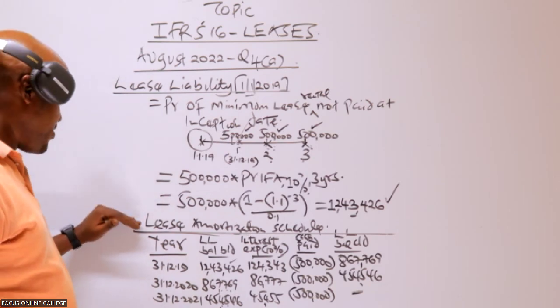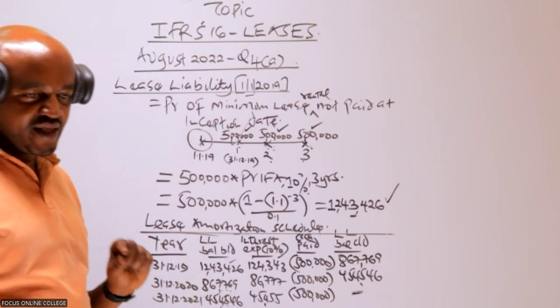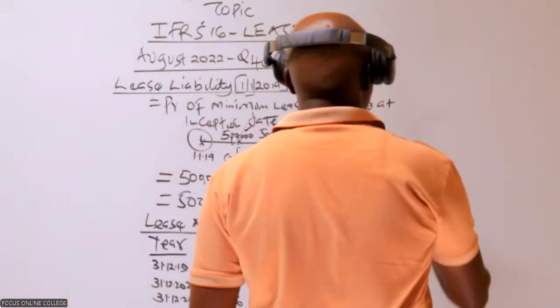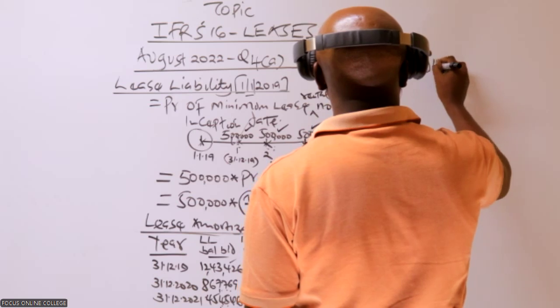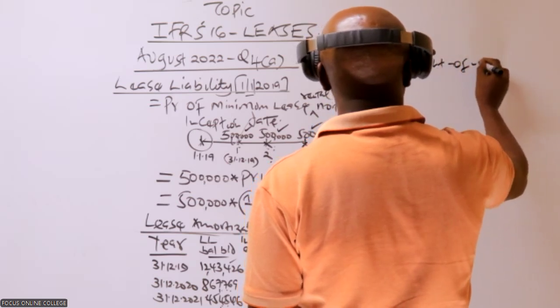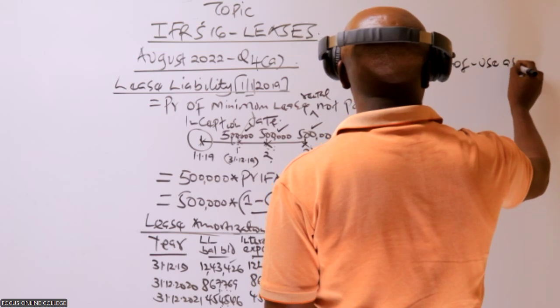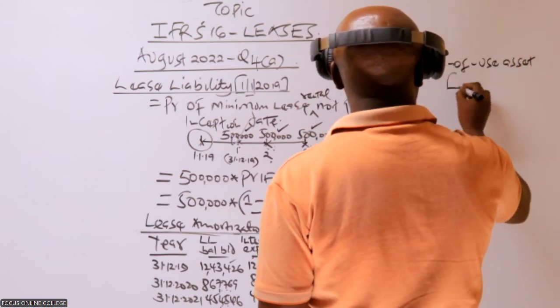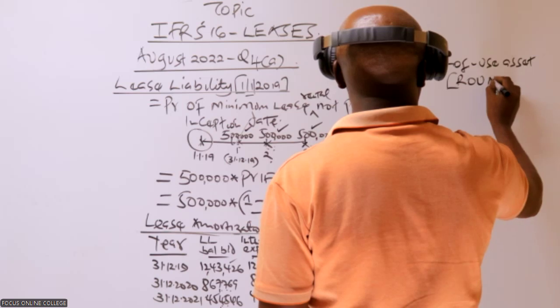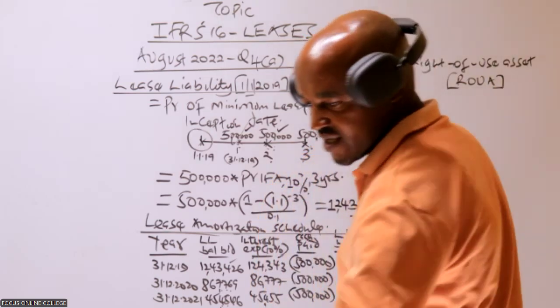So that is basically how we determine the lease liability. Then next, we need to proceed and determine the right of use asset.